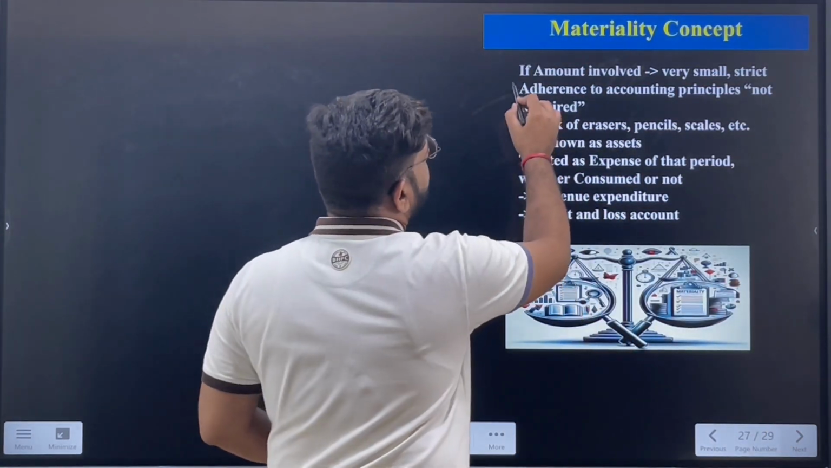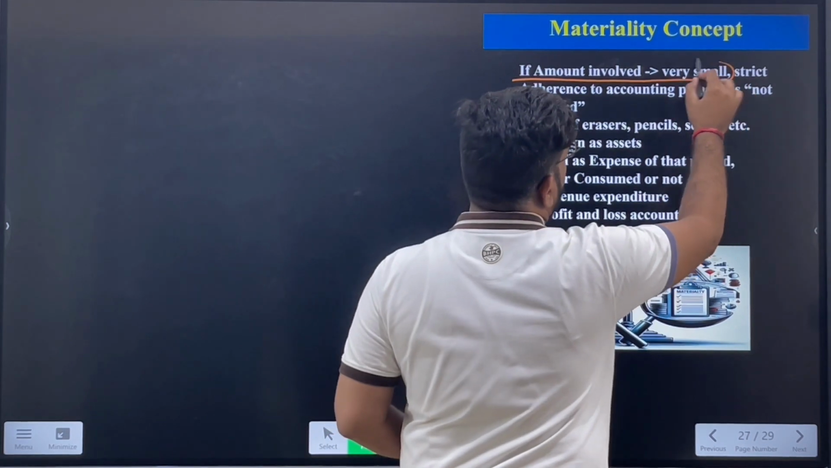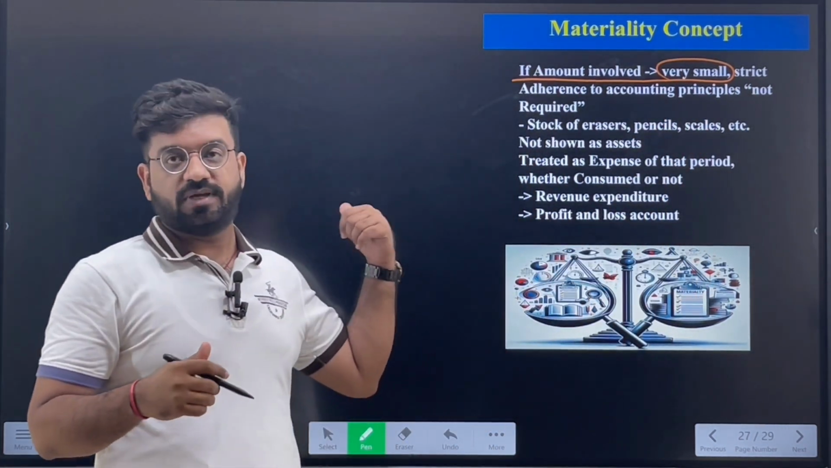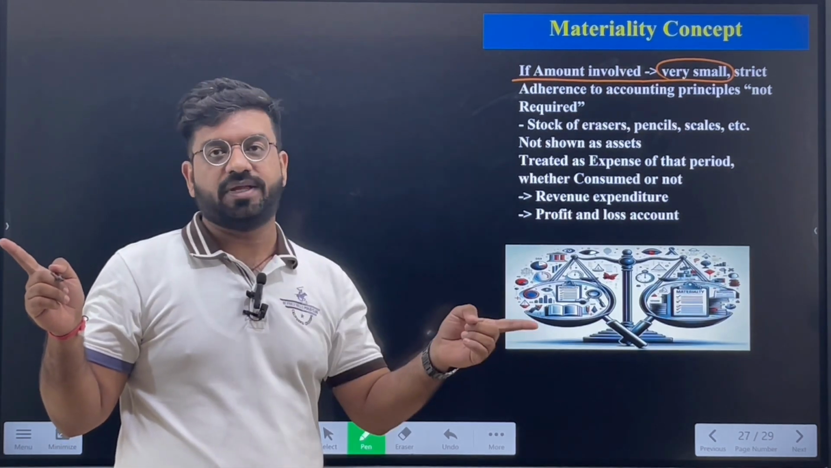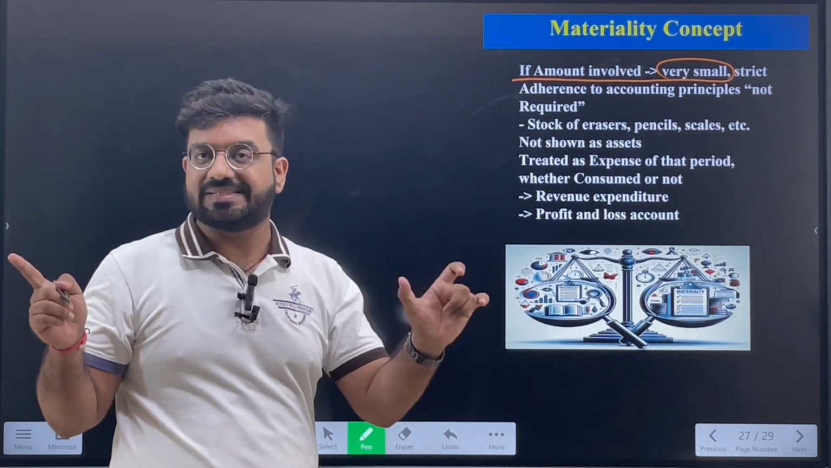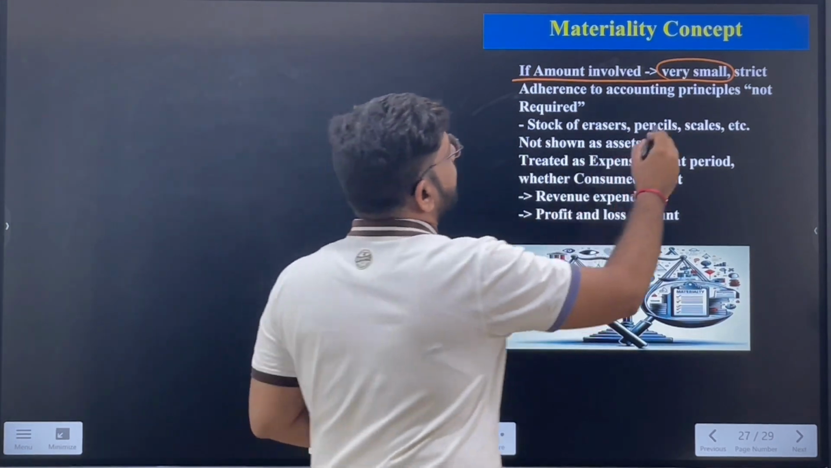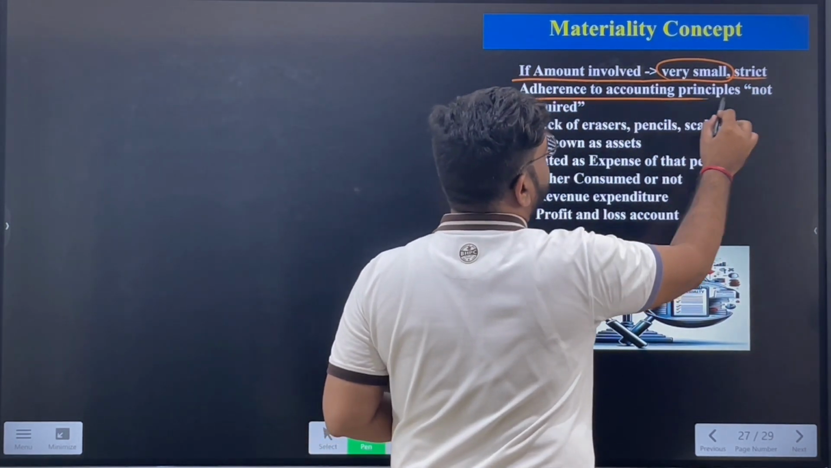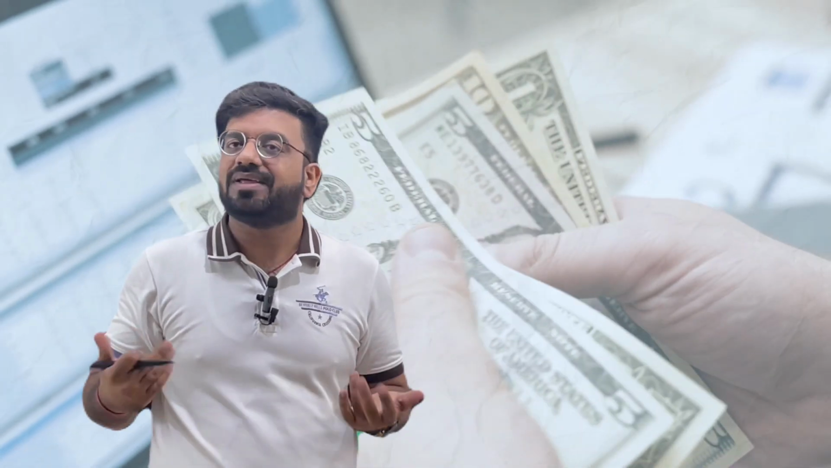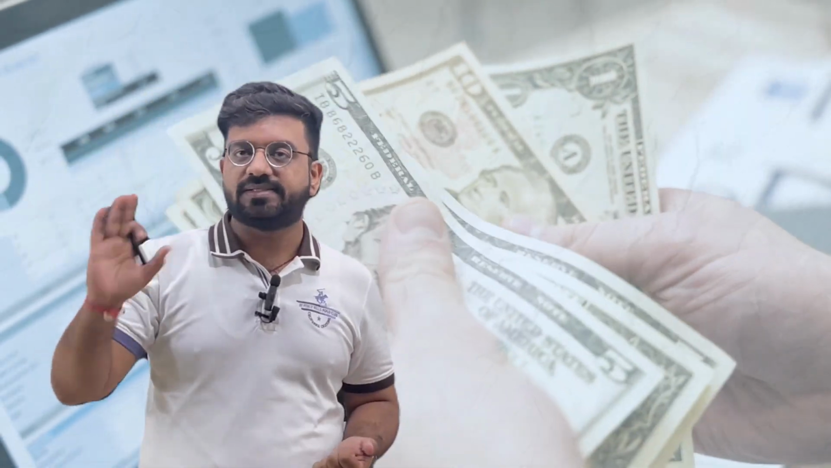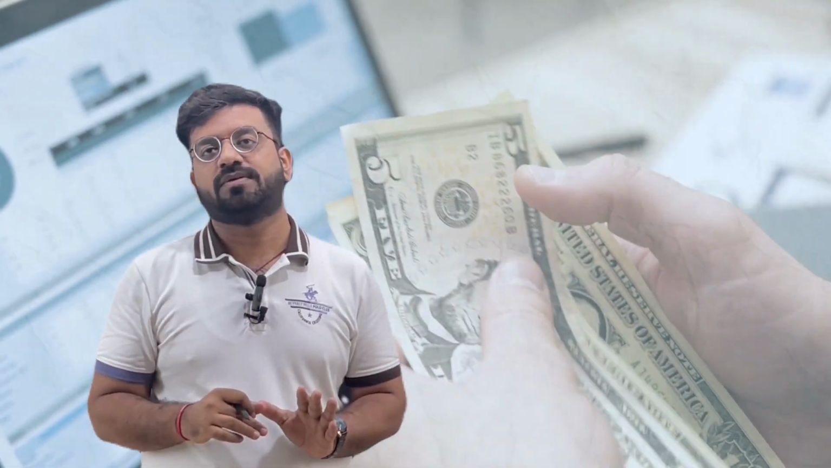Apart from that, if the amount involved is very small, as I just told you, a fire broke out of 1 lakh in one company, 1,000 in another company. If the amount is very much less, that is only 1,000, then strict adherence to the accounting principles is not required. You should not follow the strict accounting principles then, because the amount involved is very low. That is not material, in fact. So that's why there is a relaxation for this possible item.